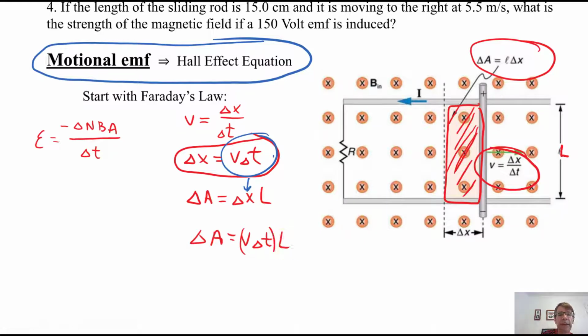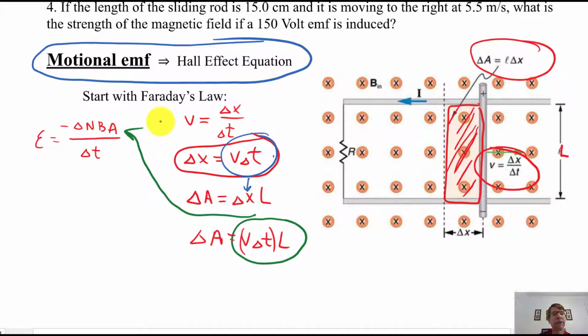Now I'm going to take that delta area, that's the change in area, that's the increase in area, it's V delta t times L, and put it in for A. Basically, it's delta A. I'm putting the delta with the A. Whatever's changing, the number of loops doesn't change. The amount of magnetism in that area is changing. That's my delta right there. V delta t L causes the increase in flux.